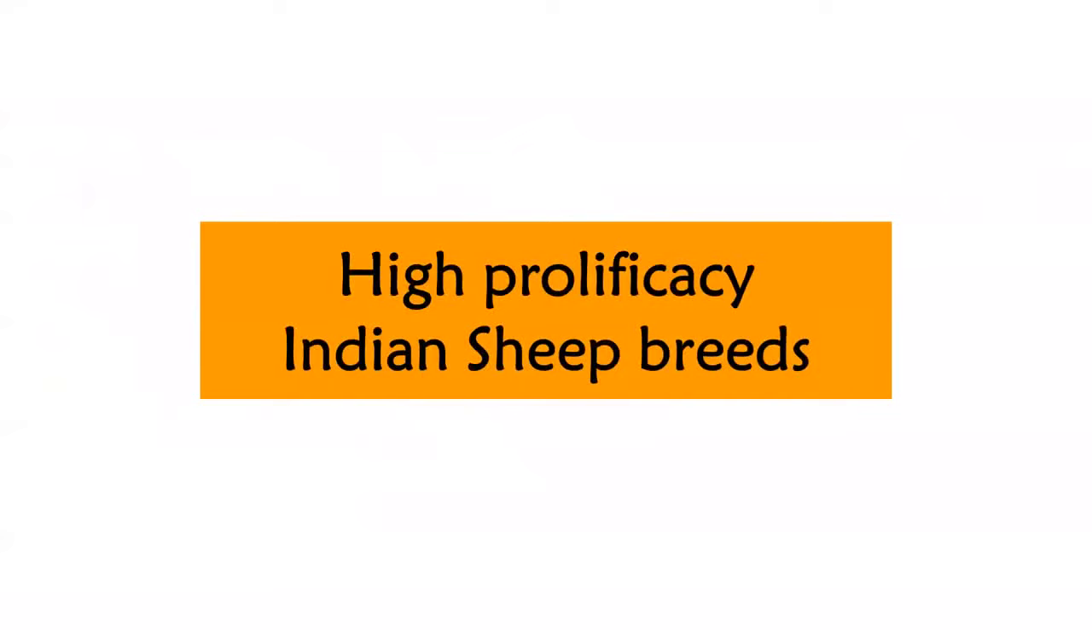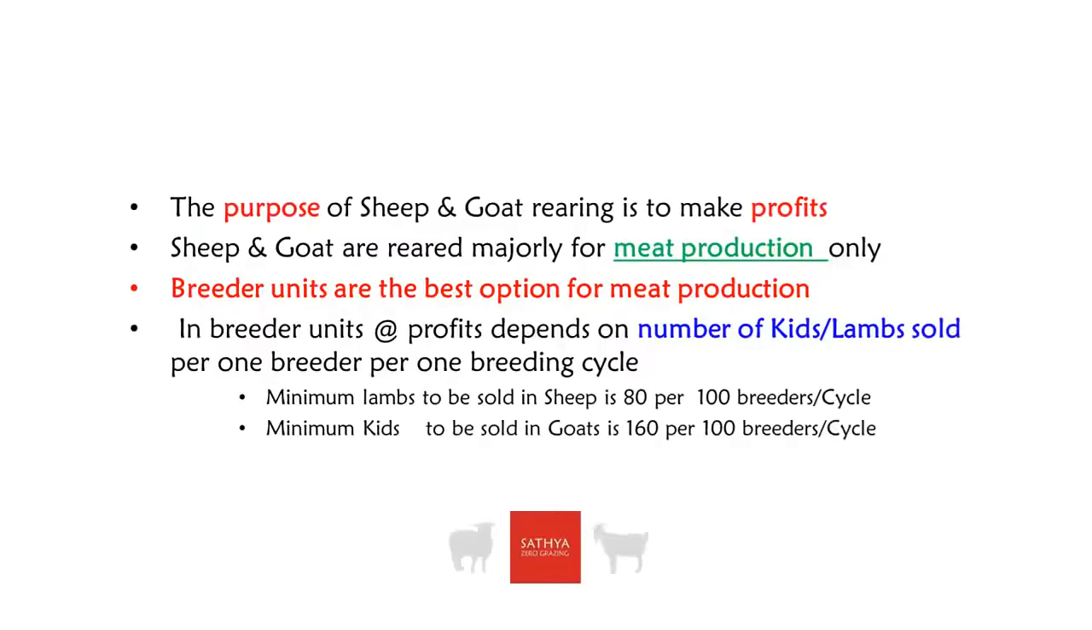In this video, I am explaining about high prolificacy Indian sheep breeds. The very purpose of sheep and goat farming is making profits out of it. Sheep and goat are reared majorly for meat production only. Though they give wool and milk, in the majority of places in India, even in stall feeding systems, sheep and goat are reared for meat production only.